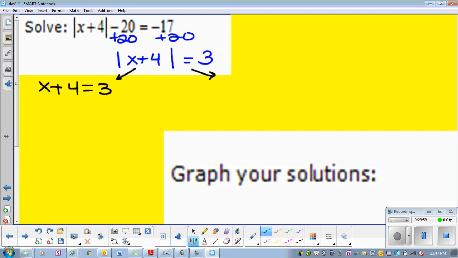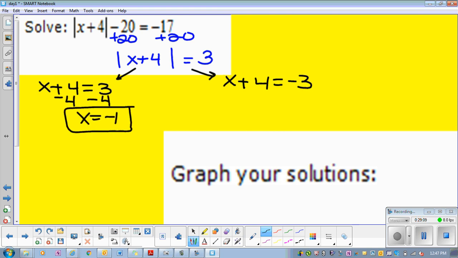Look at how you don't change the thing that's inside. And then what's the other one? X plus 4 equals negative. Okay. And then when we solve this, good.